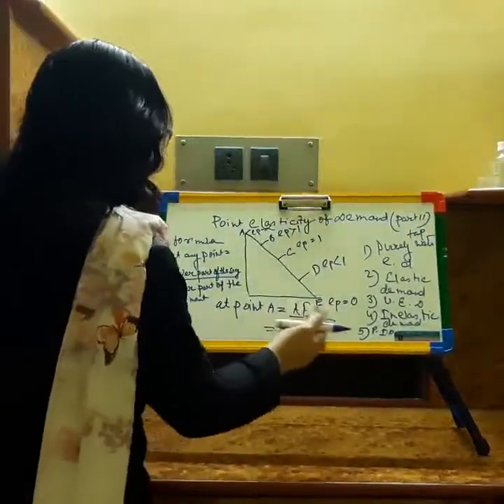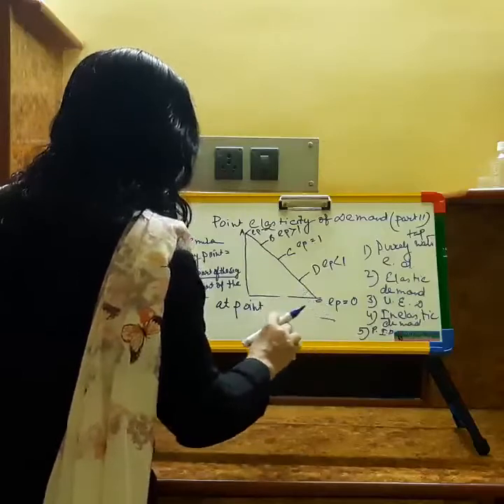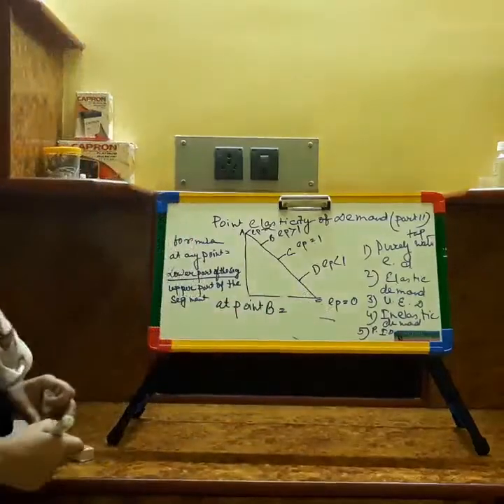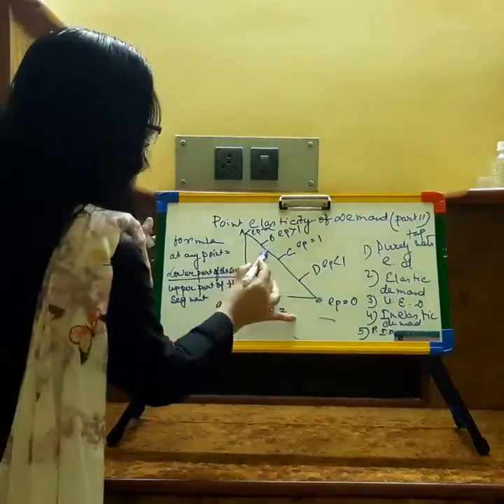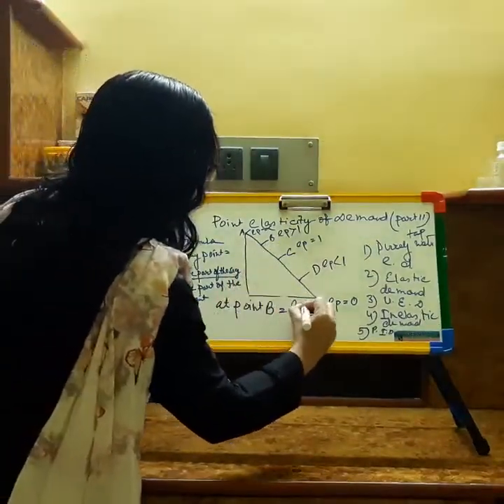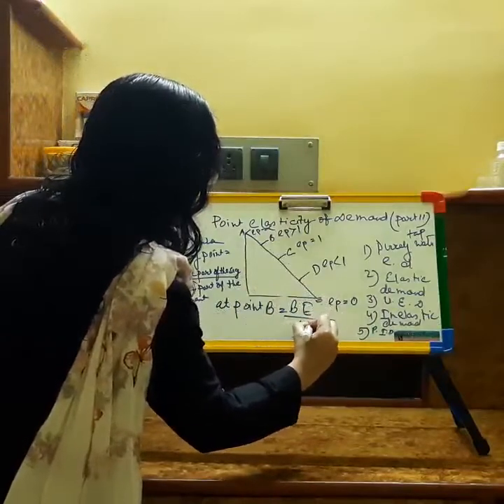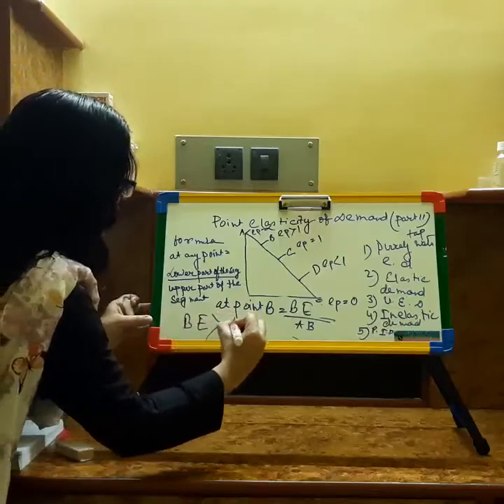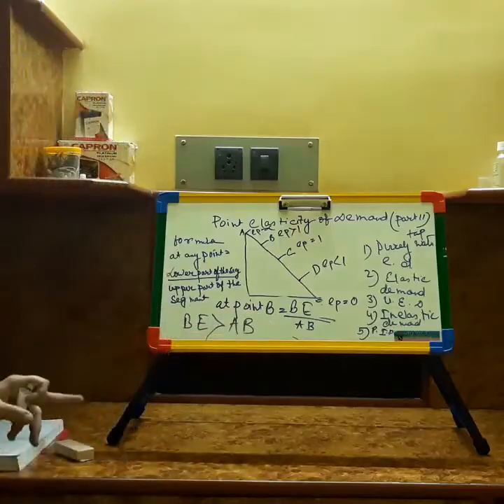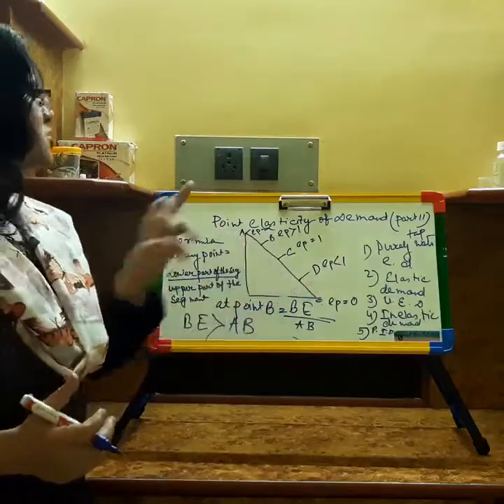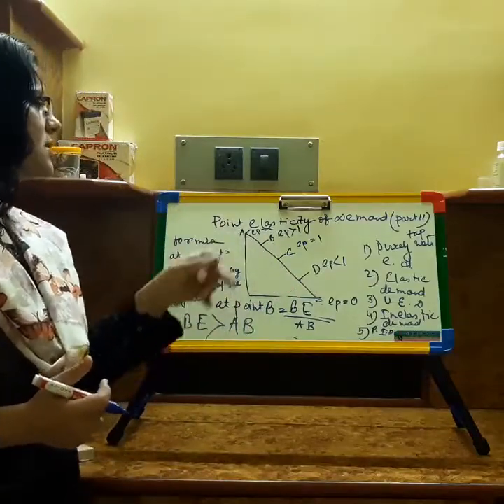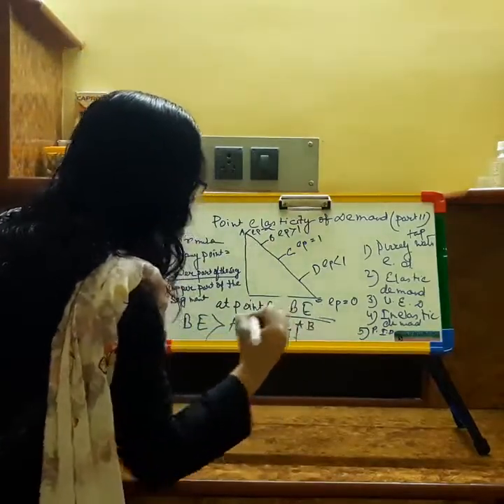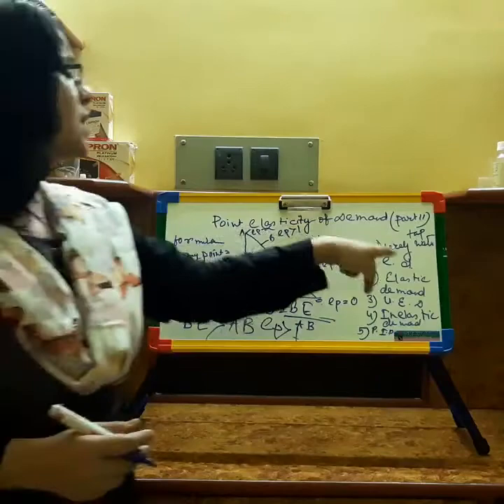Very easy, but very important for the exam. Now, what is the formula given? Lower part of the line segment divided by upper part of the line segment. What is the lower part? BE. And upper part? AB. Now, which one is greater? Obviously, the lower part. The lower part is greater than the upper part. Yes, BE. If you measure BE, obviously it is greater than AB. So, the value of EP, price elasticity of demand, is more than 1. This is called elastic demand.